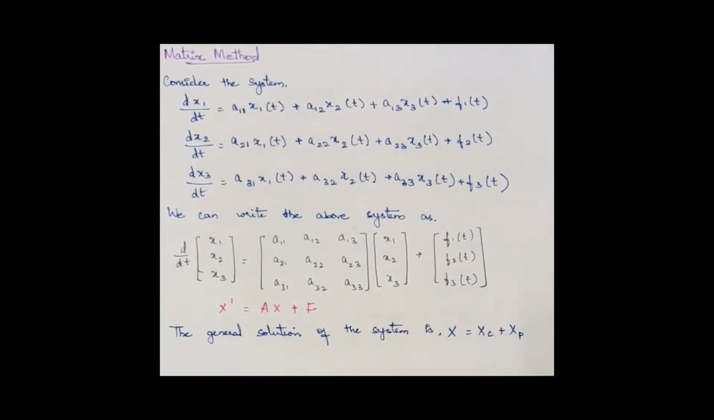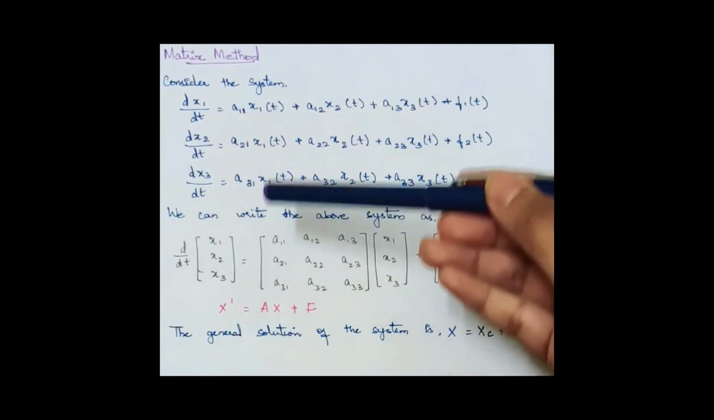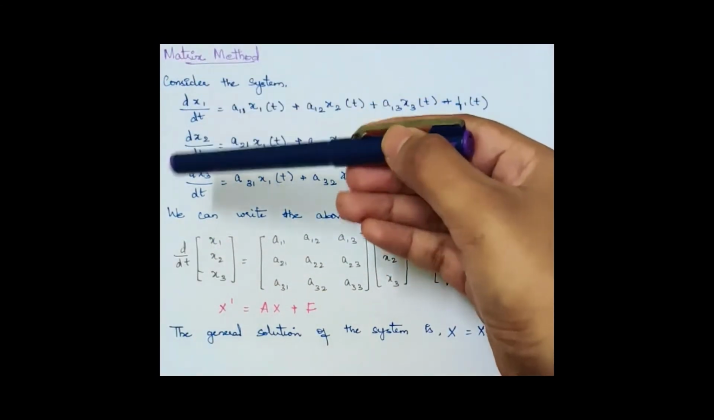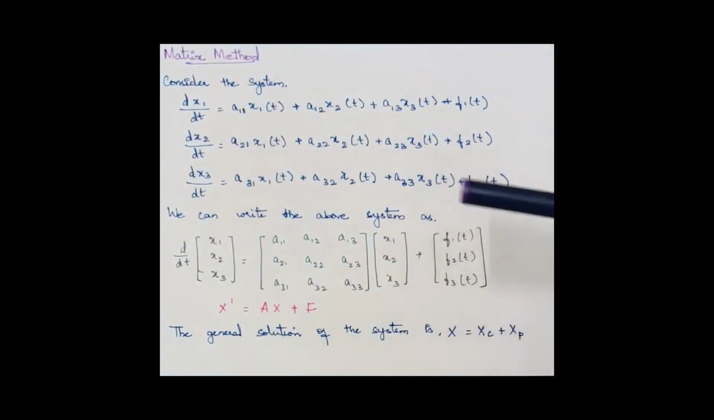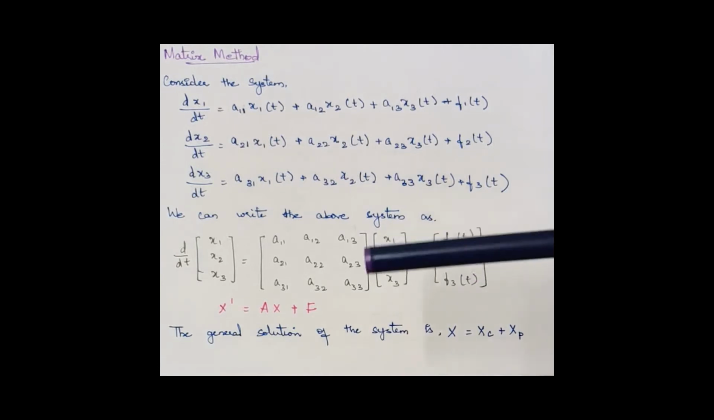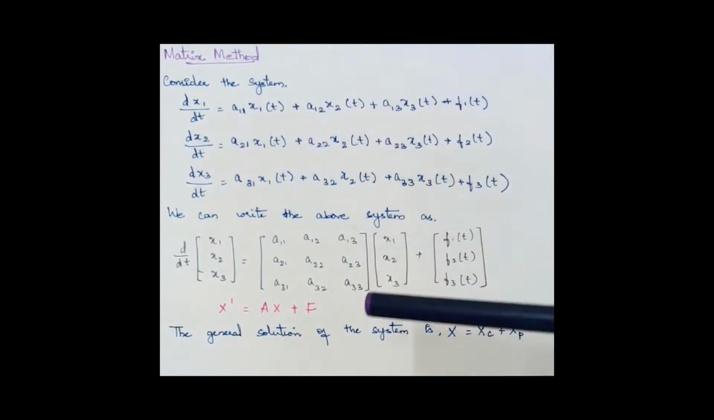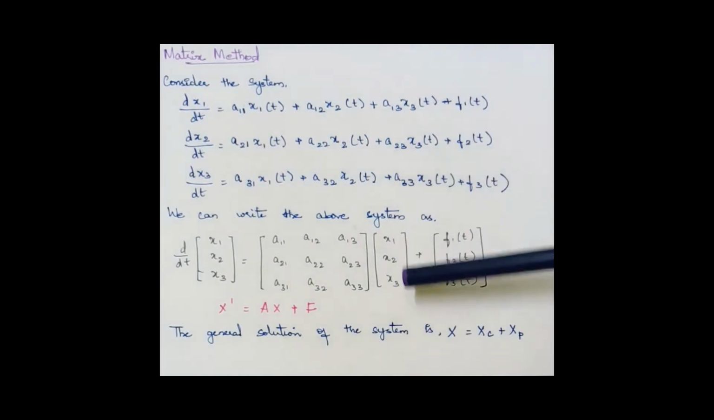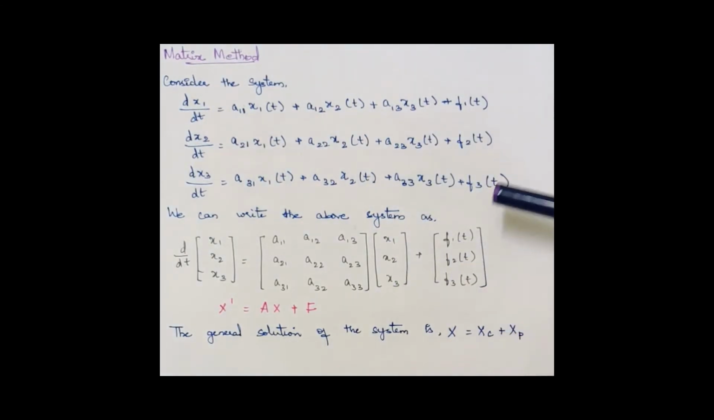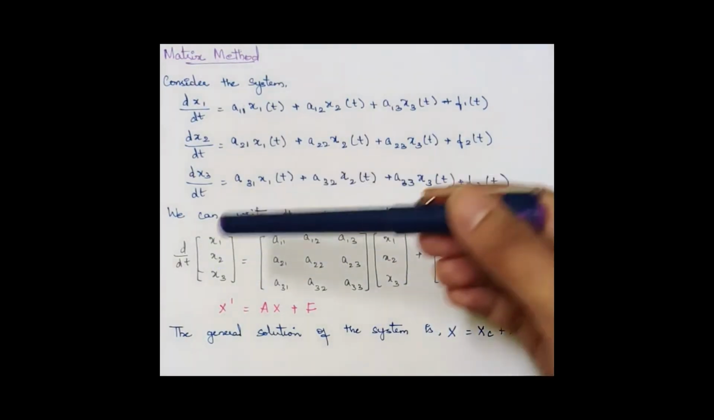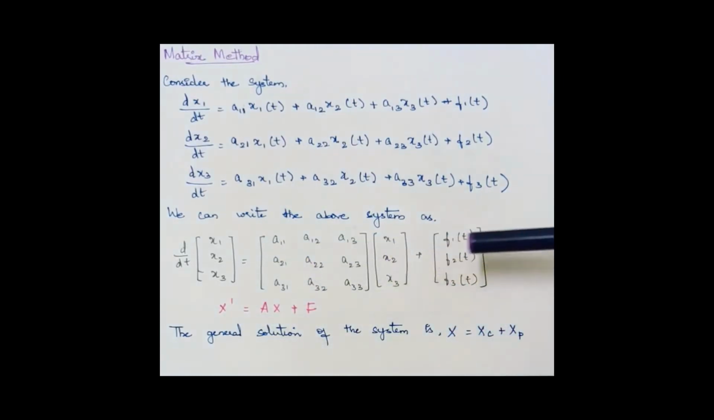Here's the procedure. You can see that we can write the above system as d/dt of (x1, x2, x3), because all these are first order derivatives of x1, x2 and x3, which is equal to, as we solve equations in three variables, we write them in the matrix format. We are following the same procedure here. So we have a11, a12, a13 and everything in matrix format, and you have x1, x2, x3 written here, plus you have the functions f1(t), f2(t) and f3(t). So if you observe, you can write this in a generalized format like x' = Ax + f. So the general solution of the system is given by, as usual, complementary function plus particular integral.